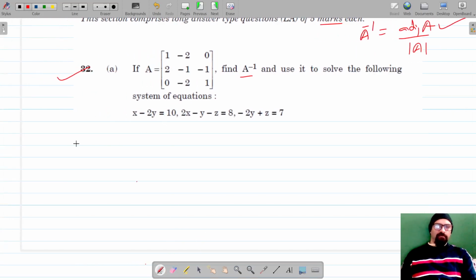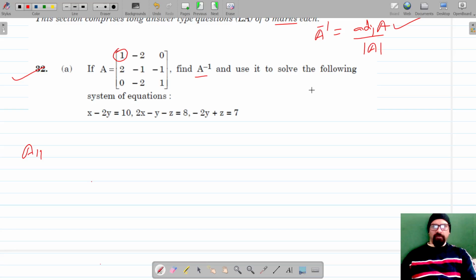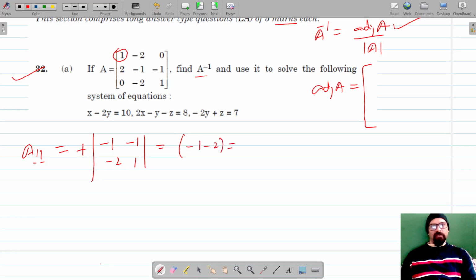So we are going to find the cofactors of all the elements, starting with A11, and then find out the adjoint of A. For A11, remove the row and the column for A11. Now we are going to assign signs to them. 1 plus 1 is 2, which is even, so this has to be plus. If I remove the row and the column for A11, this is negative 1, negative 1, negative 2, 1. This is now equal to minus 1 minus 2, which is equal to negative 3. So our first element of the adjoint of A is negative 3.